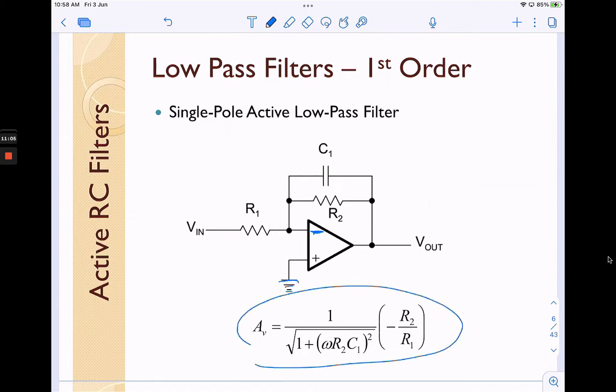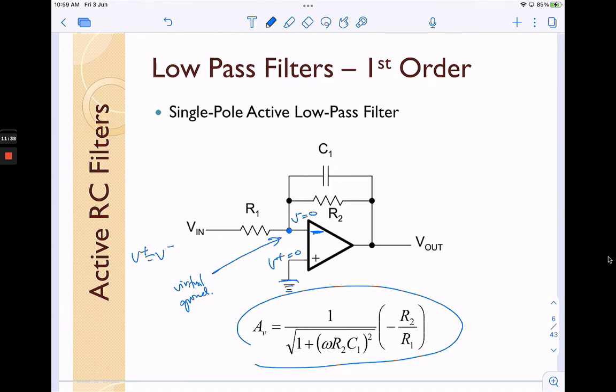So here we know that V plus equals 0 because it is connected to the ground, and at this point V minus equals 0. We call it the virtual ground here. For this analysis of the amplifier, we know that both inputs stick together, so we can say V plus equals V minus. Thus, at this point, V minus also equals 0.